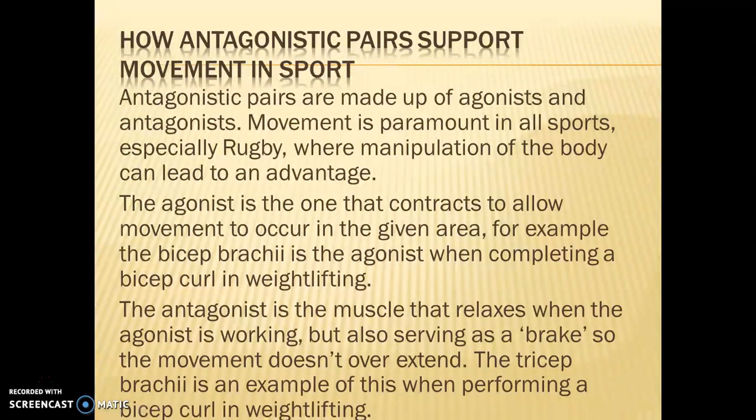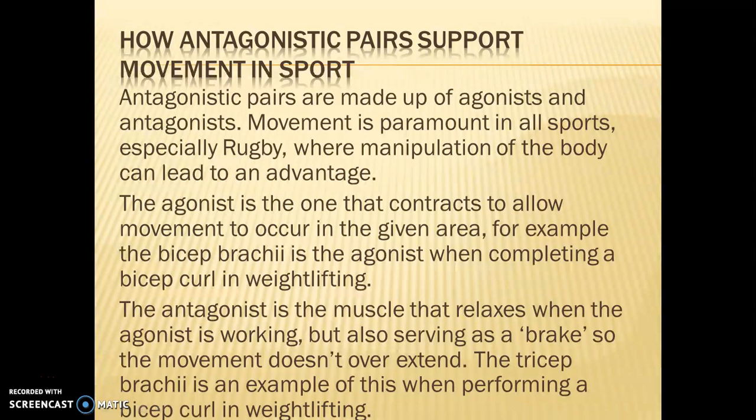How antagonistic pairs support movement in sport. Antagonistic pairs are made up of agonists and antagonists. Without them, movement would not be possible, as the muscles wouldn't be able to pull on the bones via tendons, enabling movement. Movement is paramount in most sports, especially ones such as rugby, where correct manipulation of the body can lead to scoring points.